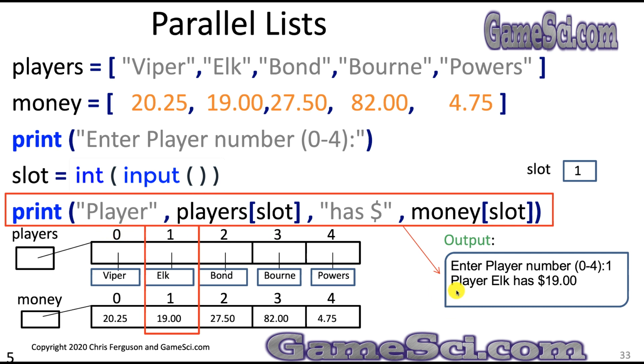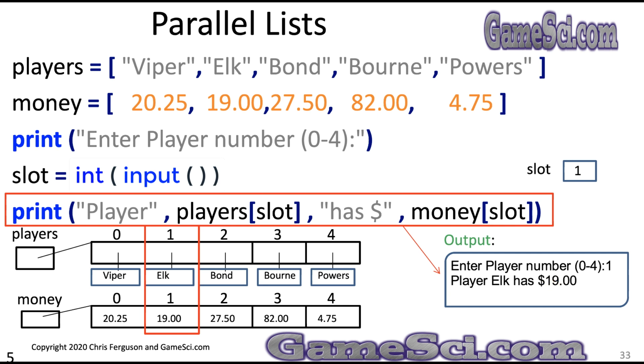Print the player on the output, then go to the player's slot number to acquire their name, and slot 1 contains an elk, so an elk shows up on my output, has $, and then go to the parallel array, money, and in the same slot, get the current balance of that player. Do you see how parallel arrays work?